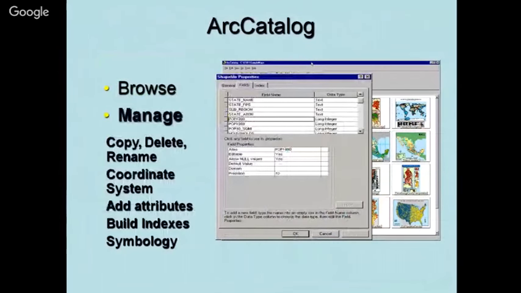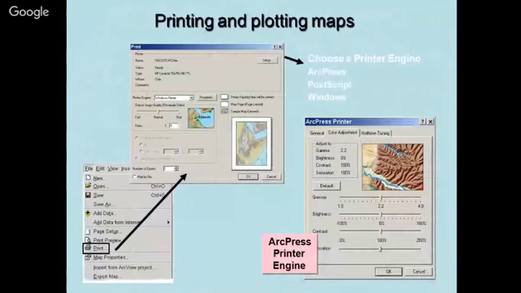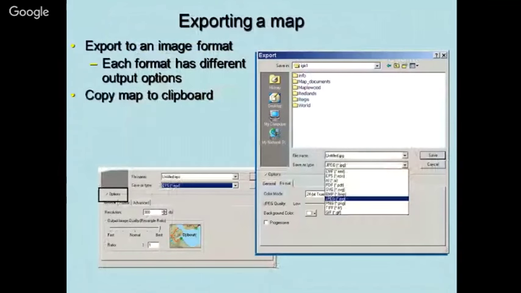Now the catalog part, which helps in managing, browsing, copying, renaming, giving the coordinate systems, giving the symbologies. You can create graphs, and these graphs can be taken out as printouts also. Printing and plotting can be done in various formats: EMF, EPS, AI, PDF, SVG, BMP, JPG, PNG, TIFF, GIF, whatever the formats you want.